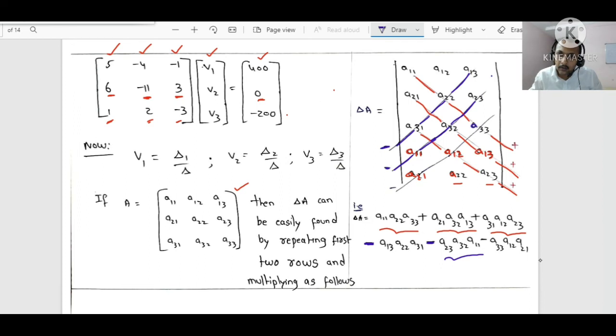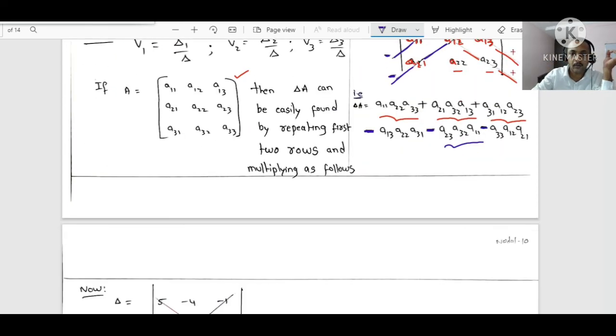Similarly multiply these 3, A33, A12, A21. Again you take minus of that. If you do like this, you will get the determinant very quickly. But here it is in terms of A, so it may look a little bit complex. If numericals are there, very quickly you can do the determinant. If you follow this type of finding the determinant, then it will be easy for you. Okay.